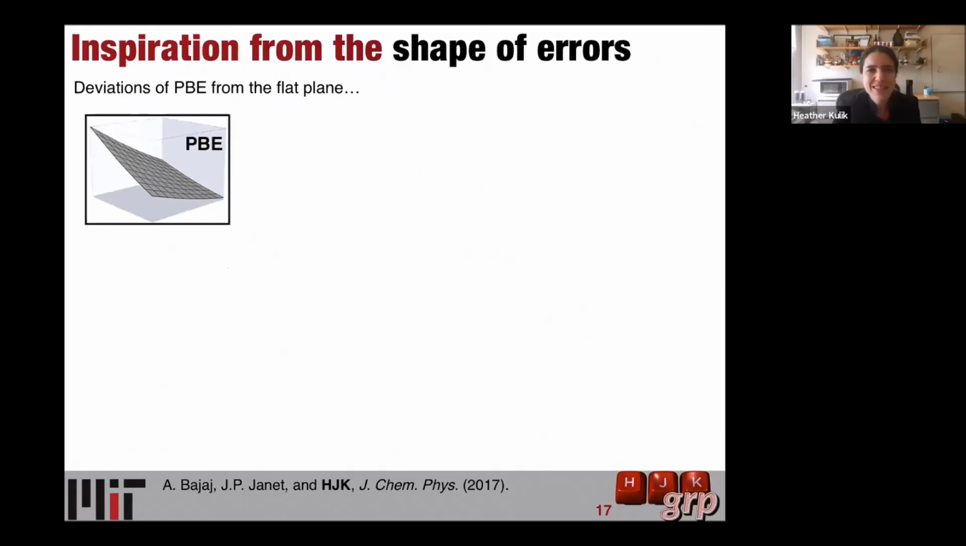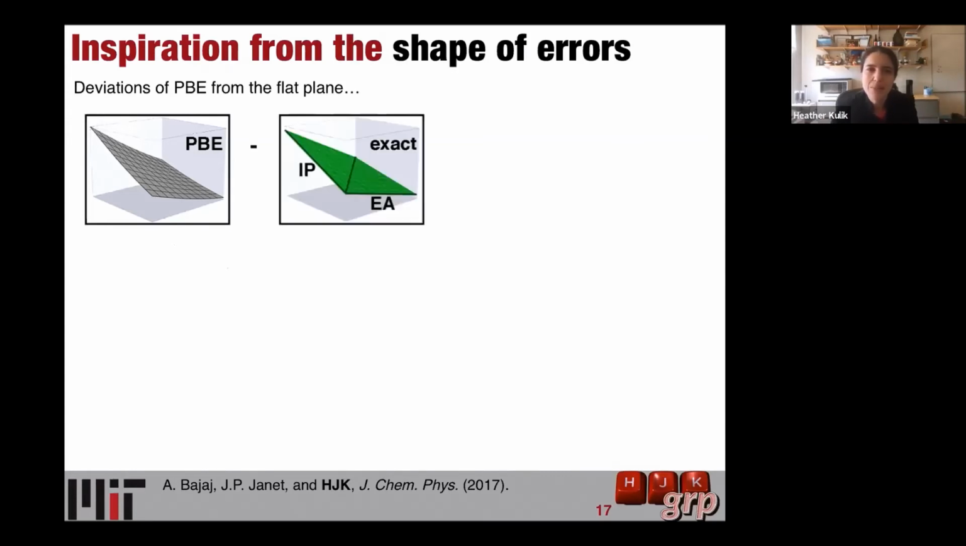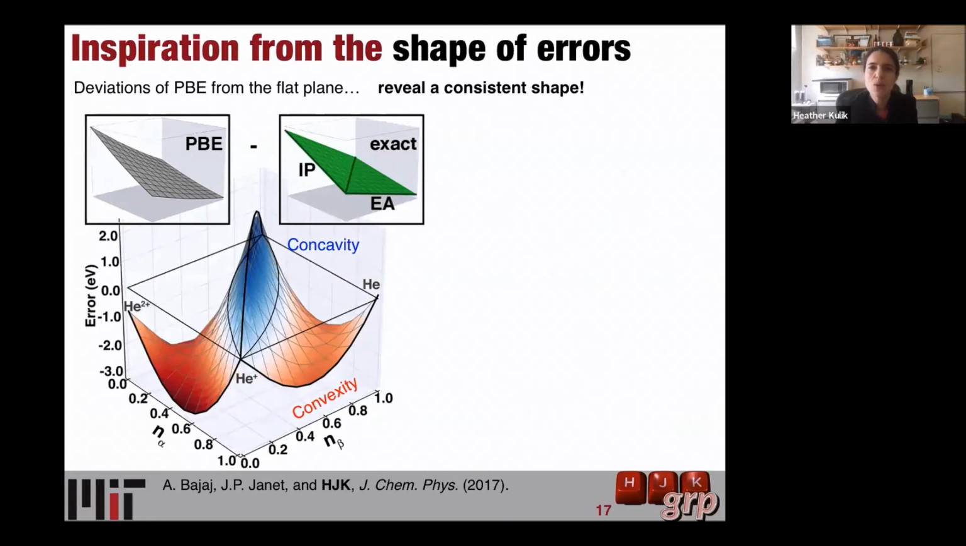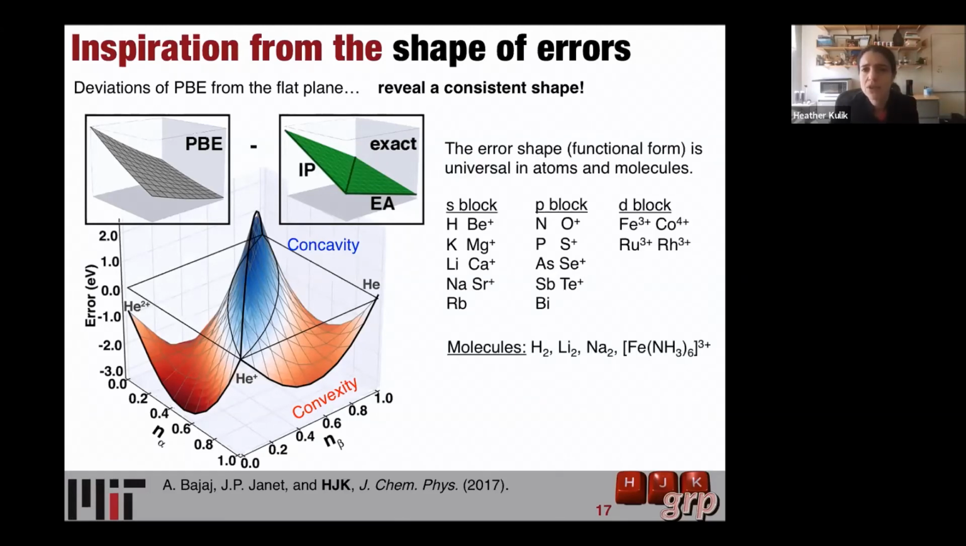But in any case, this is what a PBE flat plane looks like. It's too smooth, but it's very flat in the middle. The exact solution should look like this. And when we take the difference, you can see why this bowl-shaped thing doesn't work, is that we're fixing the edges where we had the energy being too low, but we actually already have, even in PBE, the energy being too high along this other part. And this shape is generally universal.